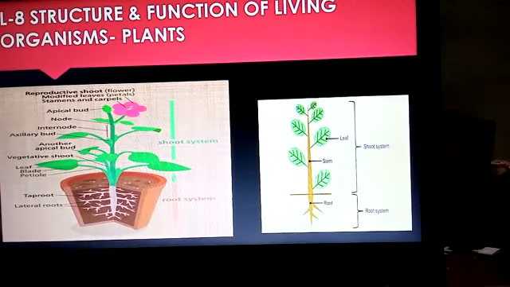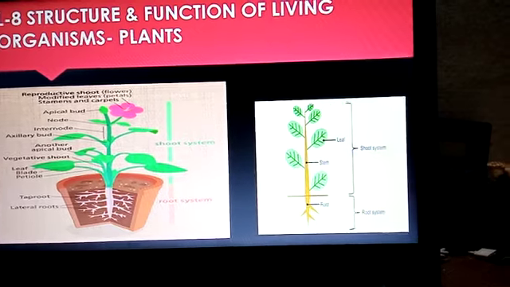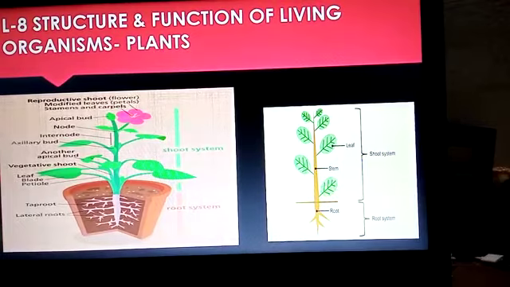Today we are going to discuss lesson 8, that is structure and function of living organisms, that is plants. The picture you can see here is about a plant, children, where you can see a plant consists of two systems. All flowering plants consist of two systems. One is the root system. The second one is the shoot system. You have learnt all about this in your earlier classes.